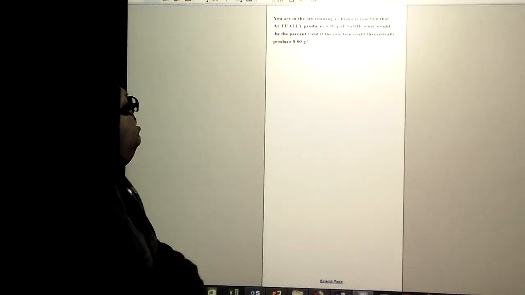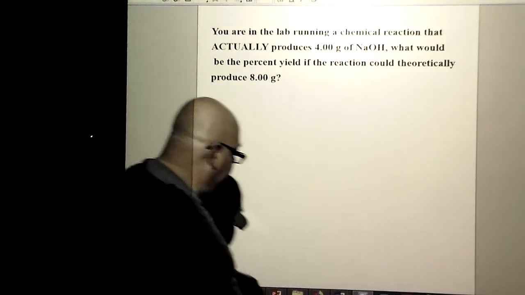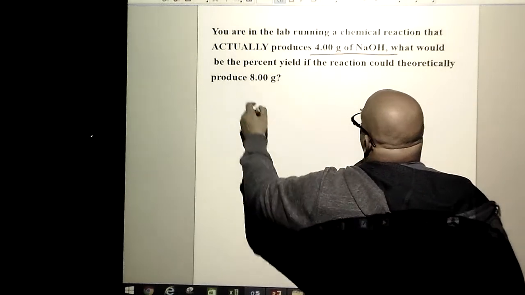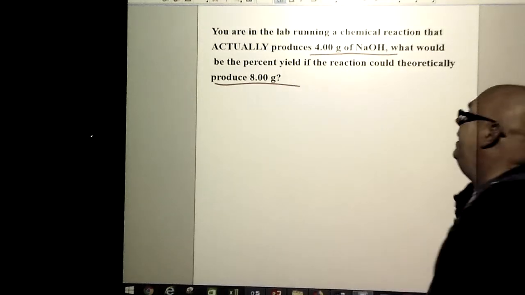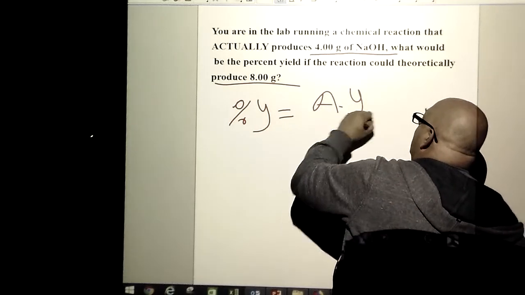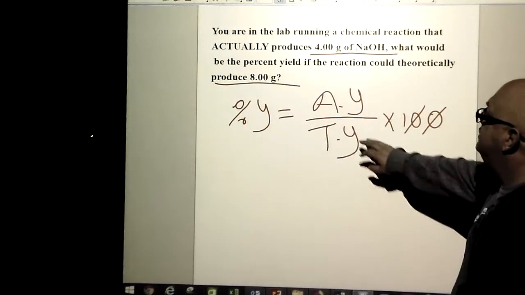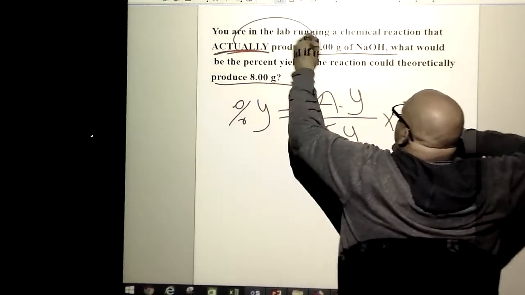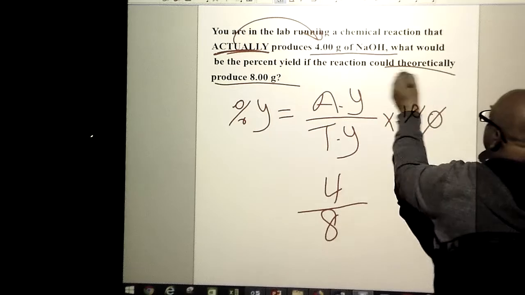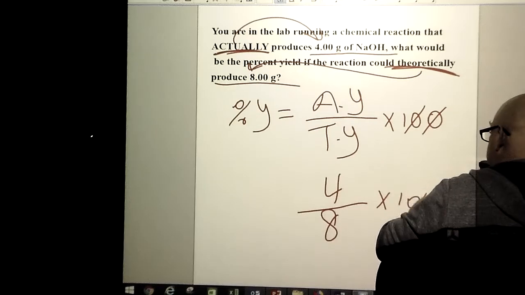And then our last thing: you are in the lab running a chemical reaction, and you actually produced 4 grams of NaOH. What would be the percent yield if the reaction could theoretically produce 8 grams? Okay, this is simple. Percent yield is equal to the actual yield over the theoretical yield times 100. In this case, our actual, because we said actually, goes with the 4, so it's going to be 4 over 8. Theoretically producing the 8, 4 over 8 times 100.